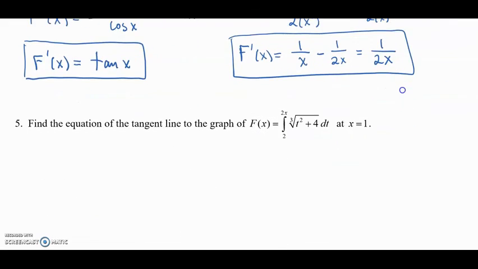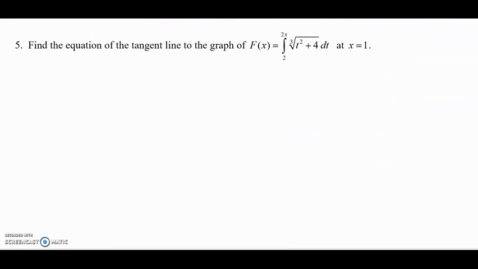All right, so now let's do one last application problem, but this should look pretty familiar. We've been doing something like this all year. Find the equation of the tangent line to the graph of f of x at x equals 1. Well, we know that anytime we find an equation of a tangent line, we need a point and we need a slope. So here we go. It says x equals 1, so let's find f of 1.